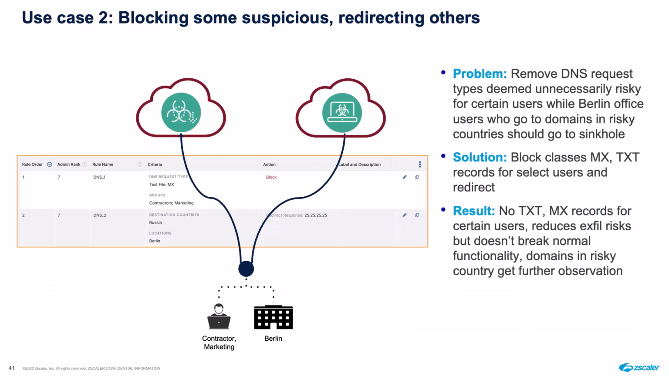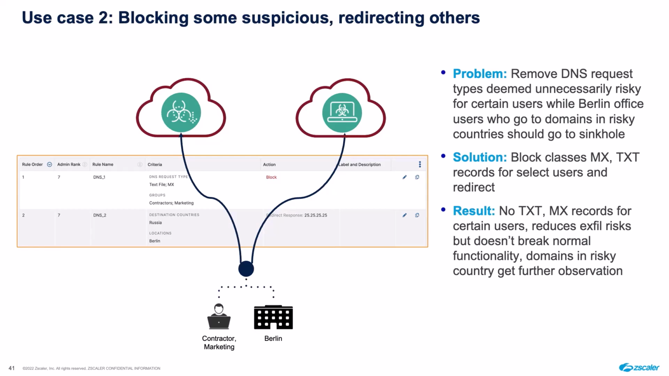Another popular use case is how do I block some suspicious traffic for analysis? Oftentimes, for instance, you have a user in the Berlin office who is going to a risky country they're not supposed to go to. But instead of blocking, the security operations team decides to look at and understand more about that request to see if it is a compromised endpoint or not. In that case, it is important to sinkhole that capability.